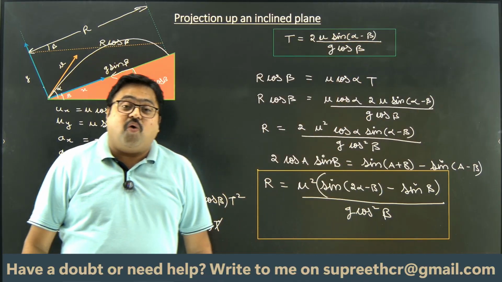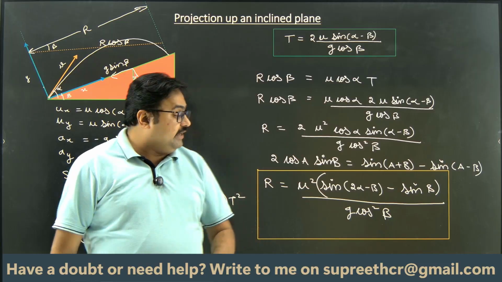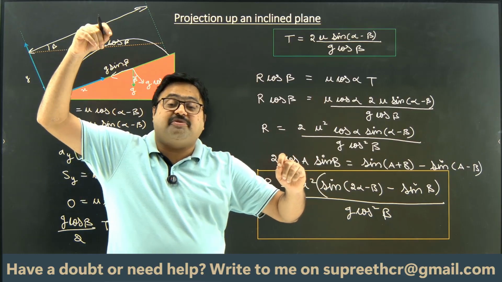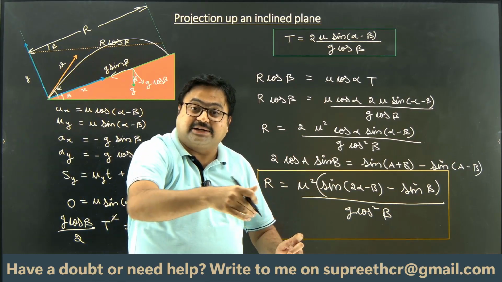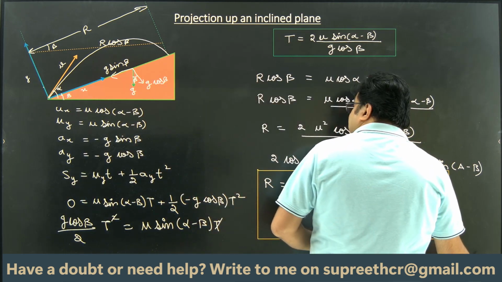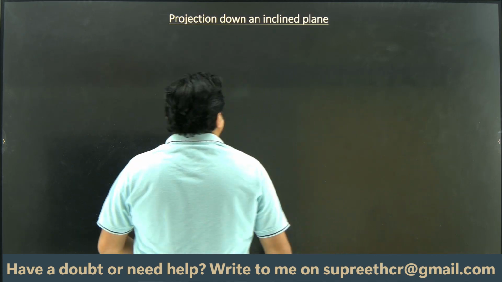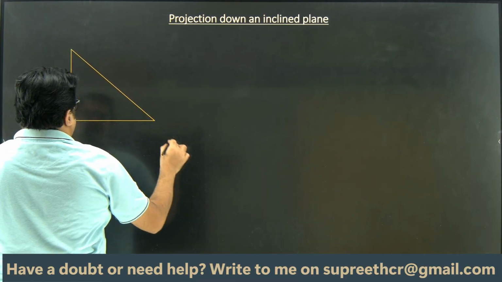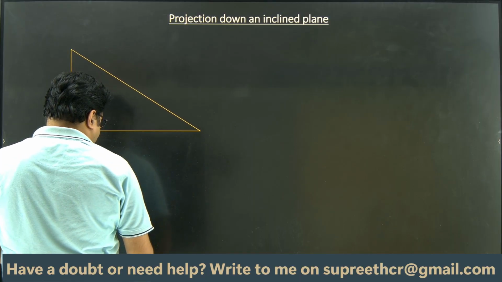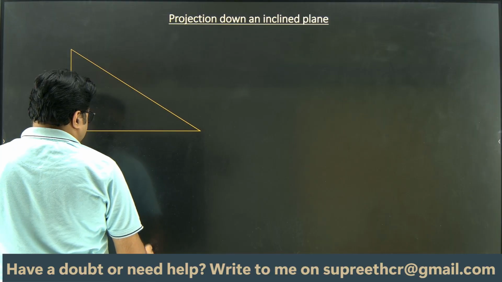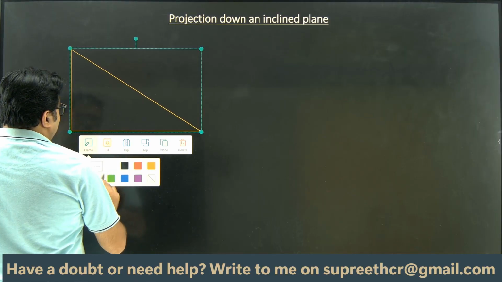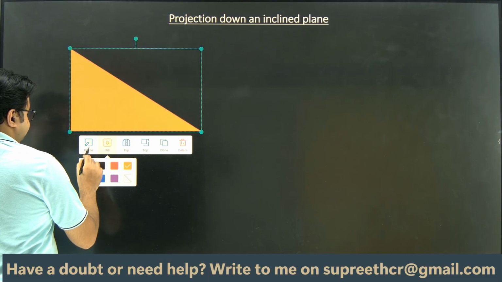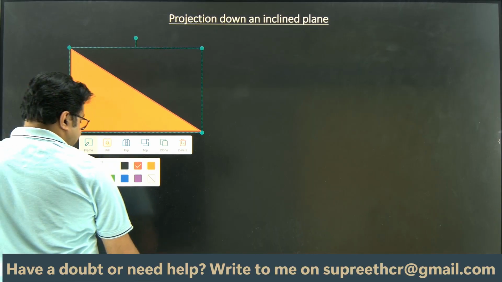Now you would be wondering, what is the expression for range when you shoot a projectile from the top of the inclined plane in the downward direction? Then let's find out what happens. We will draw another diagram. We are talking about projection down an inclined plane this time. We will again think about an inclined plane, and this time let's color it. It's fun to color, so maybe we will think about an inclined plane which looks like this.